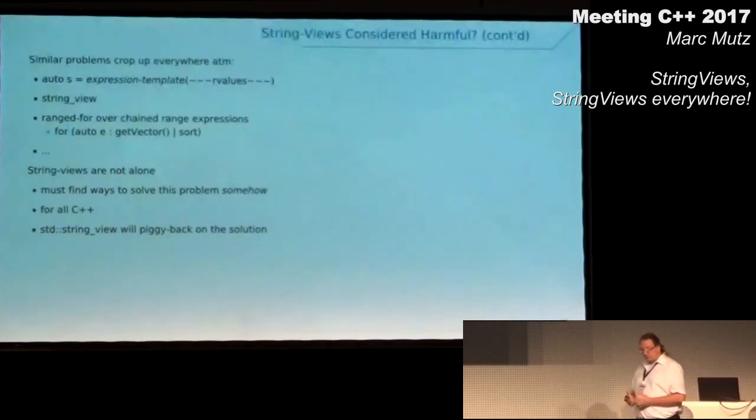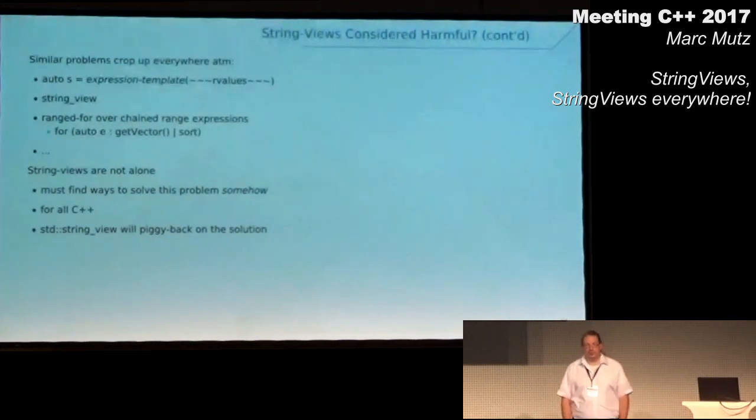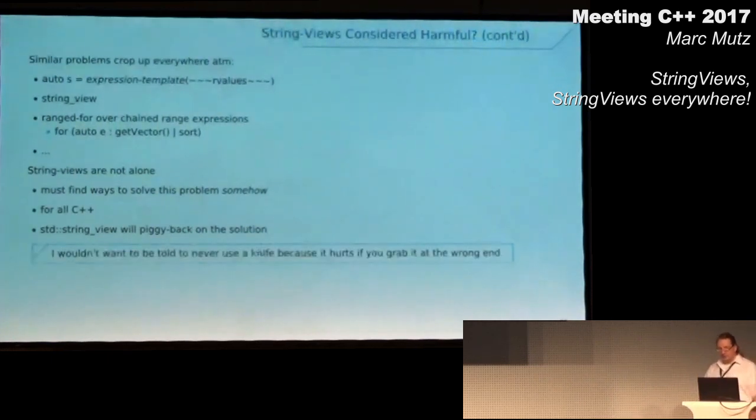So StringView is not alone in this. We must find a way to solve this problem somehow for all of C++. And then standard StringView and QStringView will just piggyback on whatever solution they come up with. For example, inheriting from ampersand to tell the compiler that this is a reference type, and it should keep its constructor arguments alive for the lifetime. Something like that.